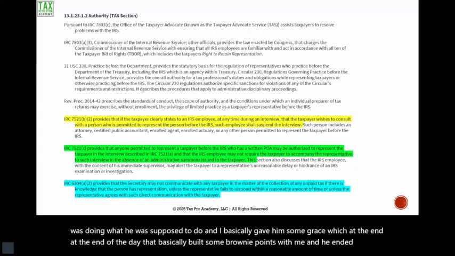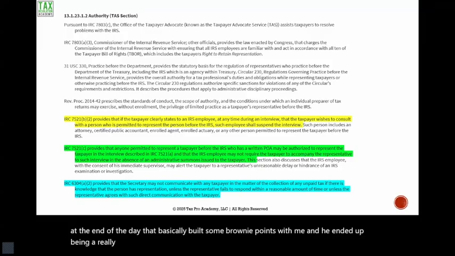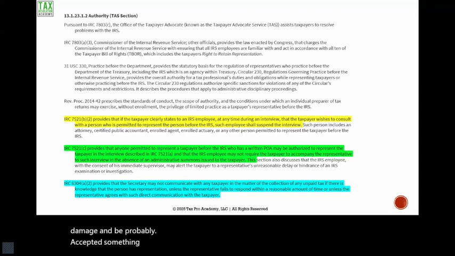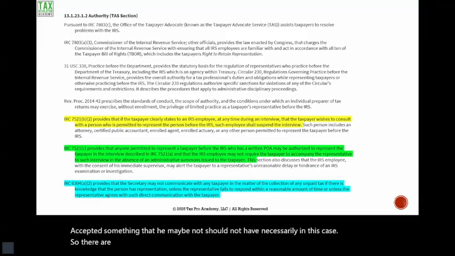He ended up being a really nice guy, easy to work with, and I was able to kind of minimize the damage, and he probably accepted something that he maybe should not have necessarily in this case. So there are some things to be said about playing nicely with others, especially when they're IRS employees.